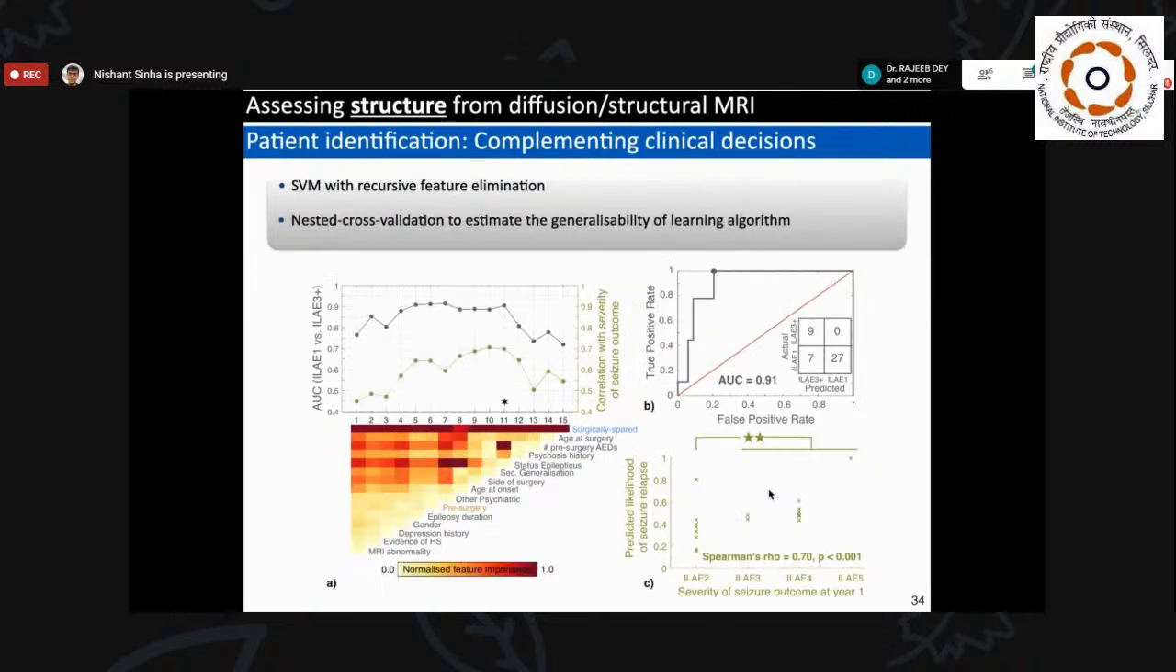So when we use these network measures of surgically spared node abnormality, or pre-surgery node abnormality, along with the common clinical variables like age of surgery, the side, left or right hemisphere, on which the surgery was performed. So these are the different clinical predictors, clinical variables for every patient. And for every patient, we have network variables, surgically spared node abnormality and pre-surgery node abnormality. So we trained an SVM model for all these different predictors.